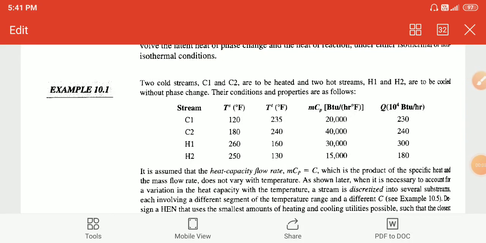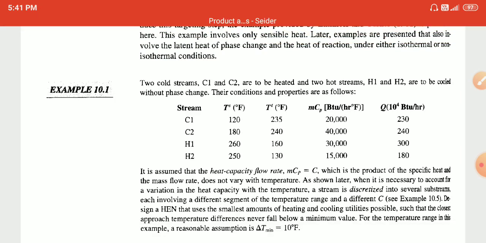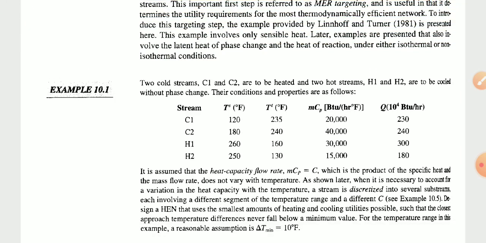Good afternoon, everyone. Today we will discuss computer-aided process synthesis. Unit number 4, synthesis of heat exchange networks.